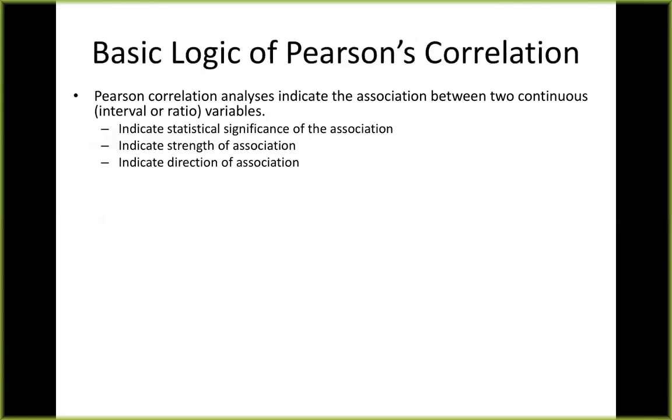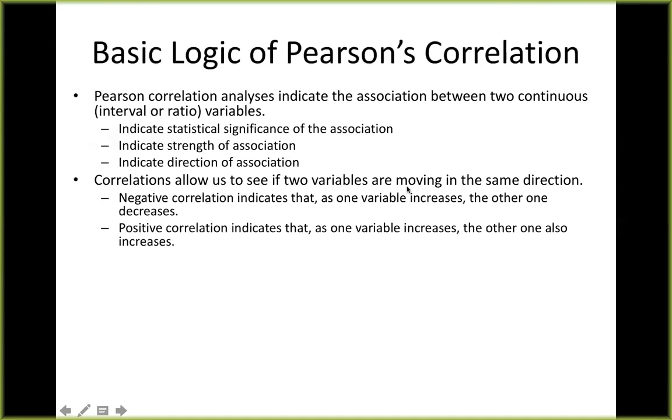So basic logic, again, this indicates the association between two continuous variables. The Pearson's correlation does anyway. When we get to the other kinds, you'll see some variation according to different kinds of variables. And so again, it tells us the statistical significance, the strength of the association, and the direction of the association. And so we're essentially looking to see if two variables are moving in the same direction. And again, we're thinking about the variance in those variables.